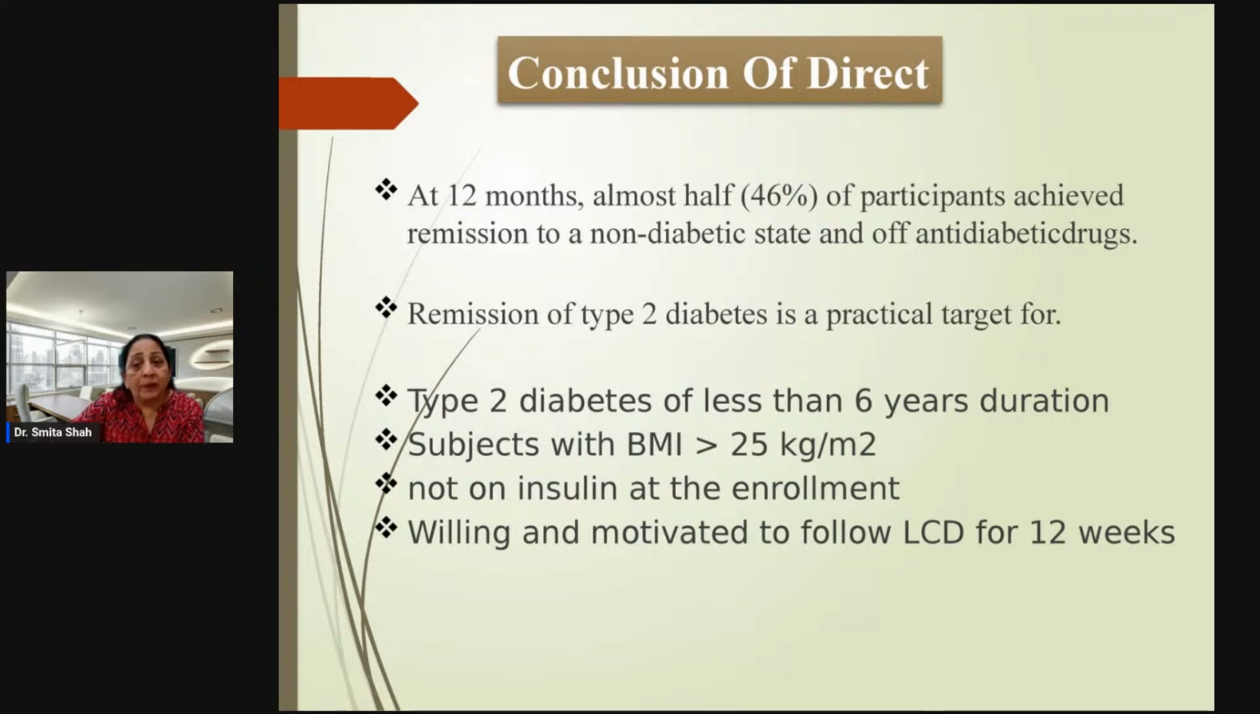The conclusion of the DiRECT study is that at 12 months, almost half, 46% of the participants, achieved remission to a non-diabetic state and were off anti-diabetic drugs. So remission of type 2 diabetes is a practical target for those with type 2 diabetes of less than 6 years duration. It's not possible for a long duration like 10 or 20 years. And the subject's BMI should be greater than 25. If the BMI is greater than 25, it's possible, very good. They should not be on insulin at enrollment, and should be willing and motivated to follow the low calorie diet for 12 weeks.